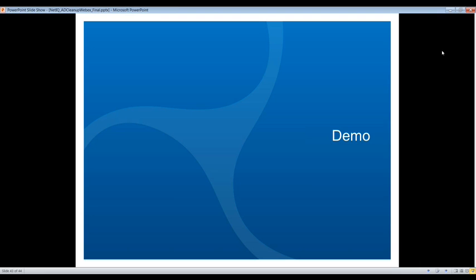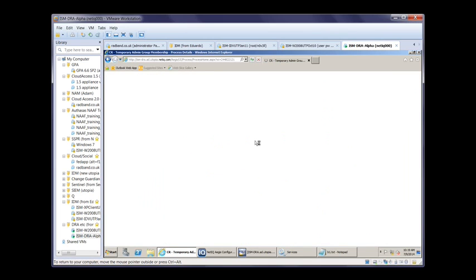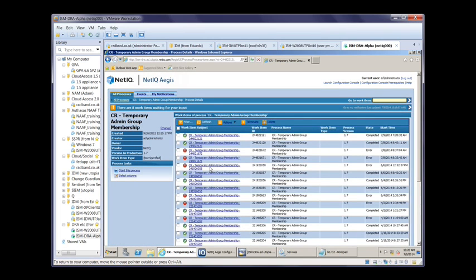So what I want to switch now is I'm just going to switch over to show you a very quick demonstration of one of the processes that we looked at just now. So that process was around the temporary group membership. So what you can see here is the console from which the process is run.